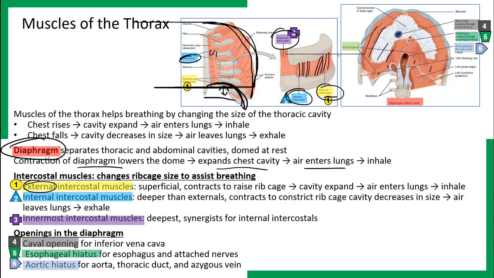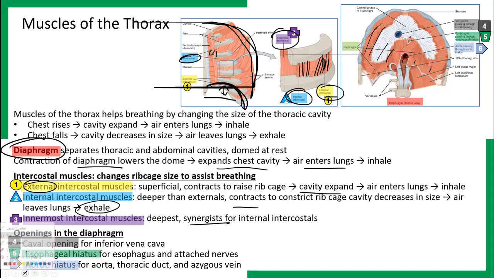So with the external intercostal muscles, when they contract, it causes the thoracic cavity to expand a little bit more, and so it allows more air to go in. Whereas when the internal intercostal muscles contract, it decreases the size of the thoracic cavity, and so it helps to breathe out or to exhale. And the innermost intercostal muscles are synergists, so they help the internal intercostals function.